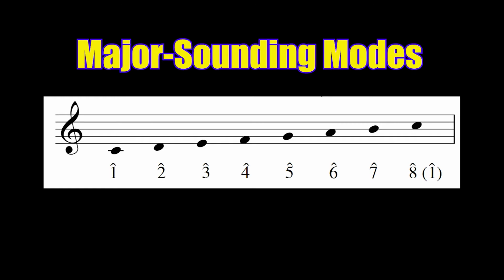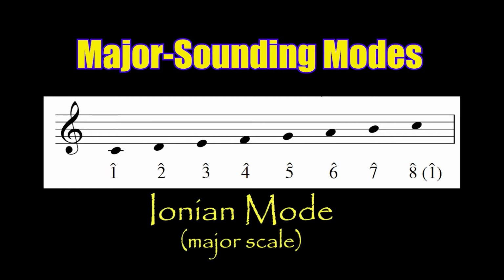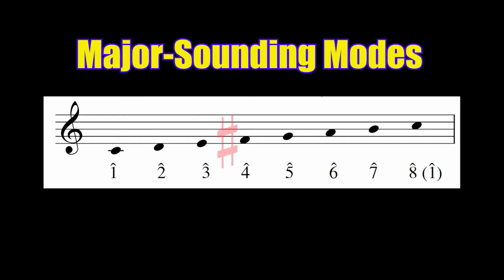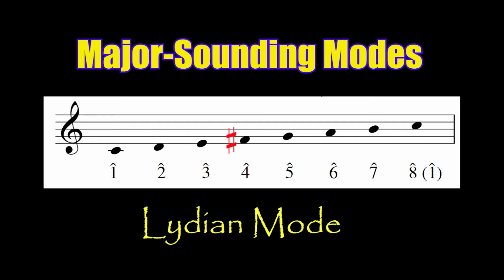Just like the natural minor scale, the major scale also has a Greek modal name. We refer to this as the Ionian mode. But what if we took that fourth scale degree, which is so characteristic of the major scale, and we made it a raised fourth scale degree? We can refer to this as the Lydian mode. Here's what it sounds like.